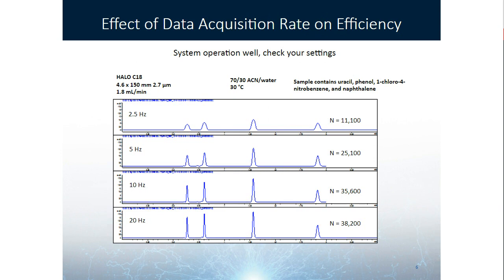Next, I want to touch quickly on the effect of the data acquisition rate on efficiency. So here we have a separation of neutral compounds. We're keeping the conditions the same. All we're doing here is changing the data acquisition rate. You can see the top chromatogram is at 2.5 hertz, getting very broad peak shapes. And as you move the data acquisition rate up, in this effect, we actually recommend using a minimum of 20 hertz. You can clearly see that the plate efficiency increases dramatically. These N values are for the last peak, naphthalene.